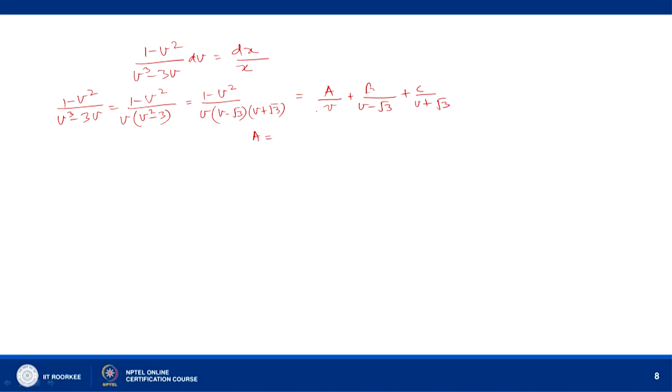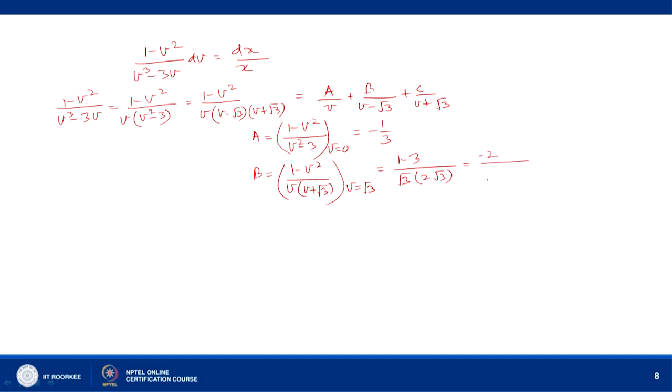A is equal to 1 minus v square divided by v square minus 3 after removing v from here, and put v equal to 0. So we get 1 over minus 3, so minus 1 by 3. B is equal to 1 minus v square divided by v into v plus root 3, removing v minus root 3, and then put v equal to root 3. So we get 1 minus 3 divided by root 3 into 2 root 3, and we get minus 2 divided by 2 into 3.